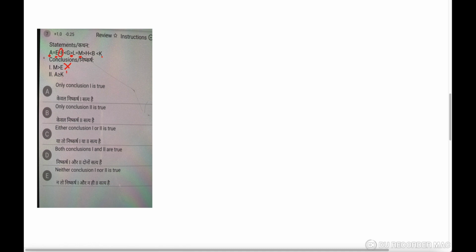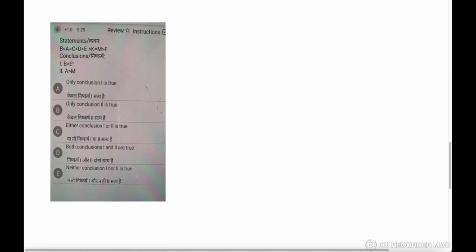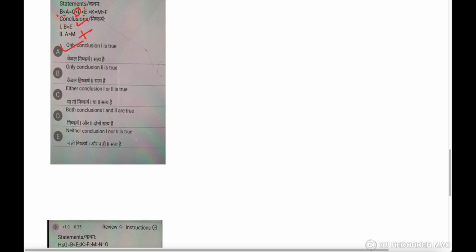Okay, and here it is greater than or equal to, which cannot be true because of this less than symbol. So this is again incorrect. So neither 1 nor 2. Next, B less than E, B now less than or equal to less than E. Yes, this is correct. A greater than M is incorrect because of this less than symbol. So this is incorrect. So your answer is only conclusion 1.